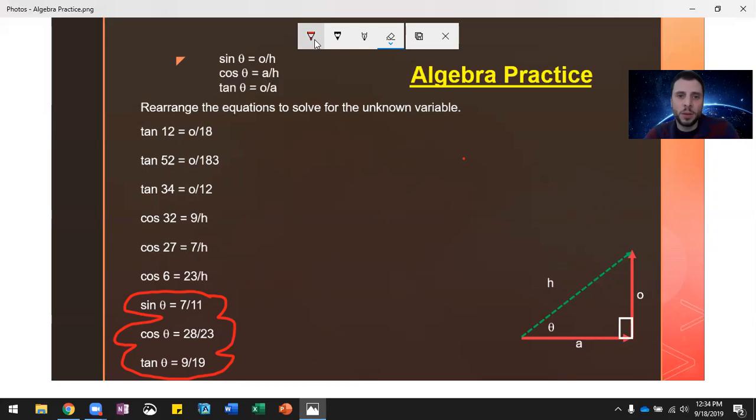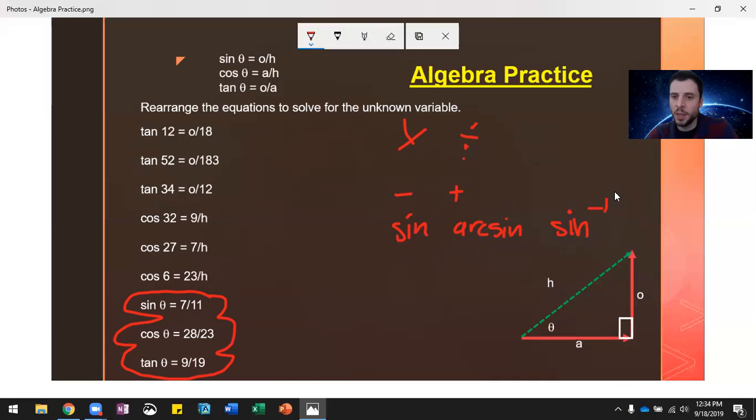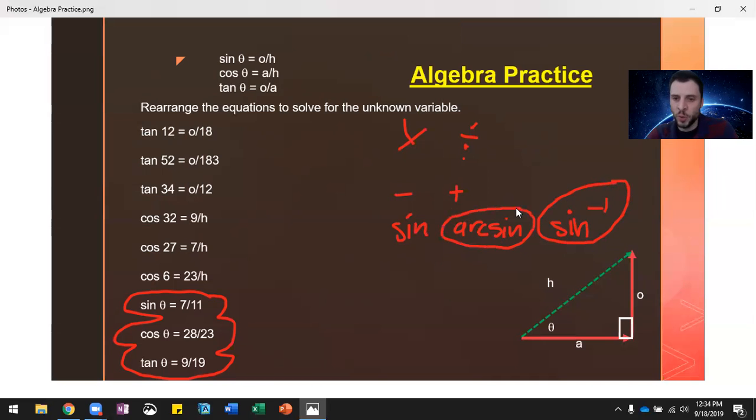The opposite of multiply is divide. The opposite of subtraction is addition. And the opposite of sine is arc sine. It's the arc sine. And it can also be written like this: sine to the negative 1. That is the arc sine. And you'll see this a lot on calculators, but you might see this on calculators as well. And you just need to know that these two are the same.